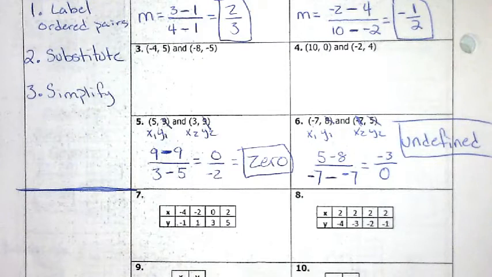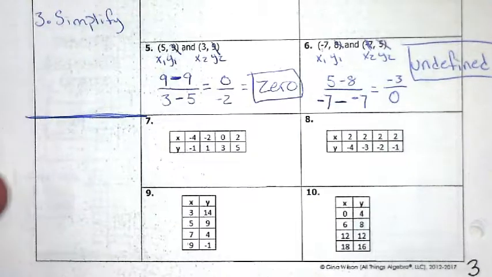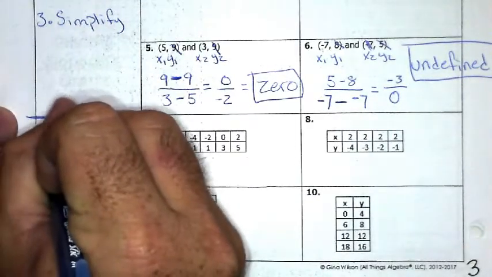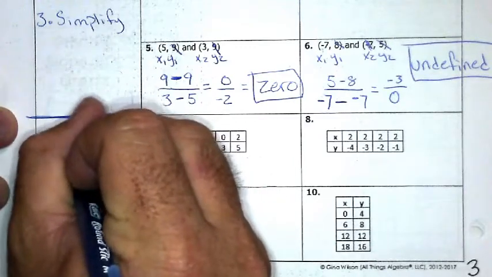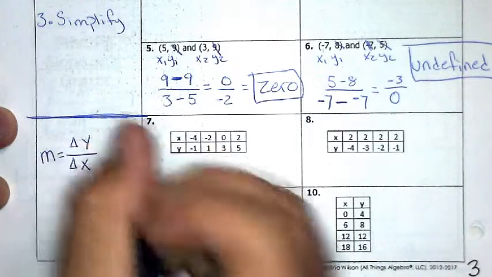All right, tables. Tables are different than ordered pairs, okay? Because we can work within the tables. Now, the table slope is going to be m equals what's called delta y over delta x. That is a triangle. But I'm saying the word delta. Delta is a part of the Greek alphabet.